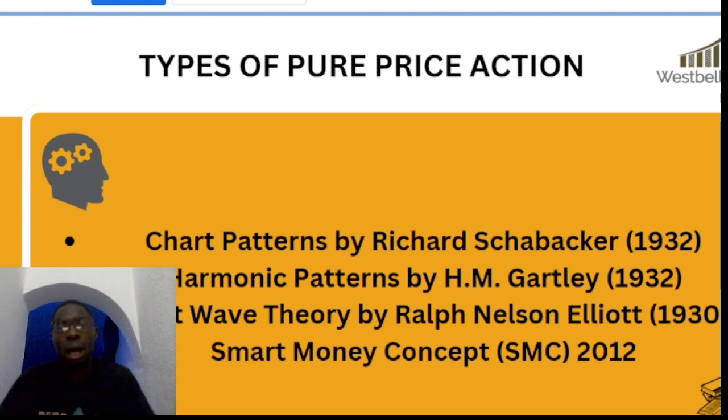So then the chart pattern, that is where we are going to pick it from, because you have to understand the pure price action based on the candlestick before going into the Elliott wave. You can see that the smart money concept, there's another one I heard of currently.